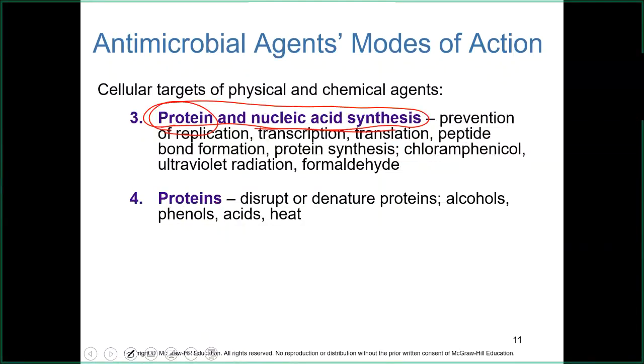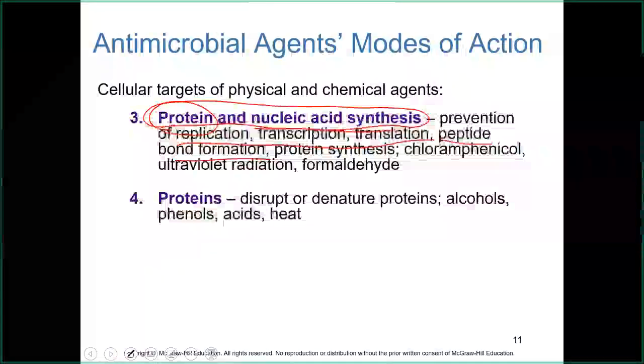So preventing replication, transcription, and translation of DNA shuts down heredity, and that cell is not going to make it. It's not going to be viable. Disrupting peptide bond formation keeps proteins from forming. Peptide bonds occur between amino acids. If you can stop those bonds from forming, no proteins are ever going to form.